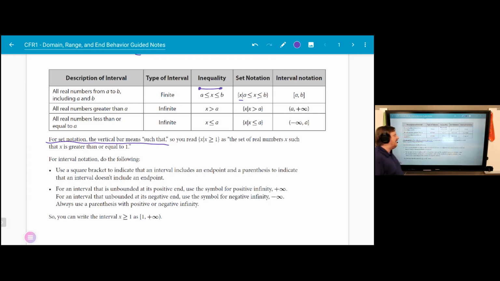We're talking about positive and negative infinity in a second, but now we've got this "or equal to" on this bottom one, all numbers less than or equal to A. And then A is the biggest it can be. It could also equal A, so you'll notice there's a square bracket.